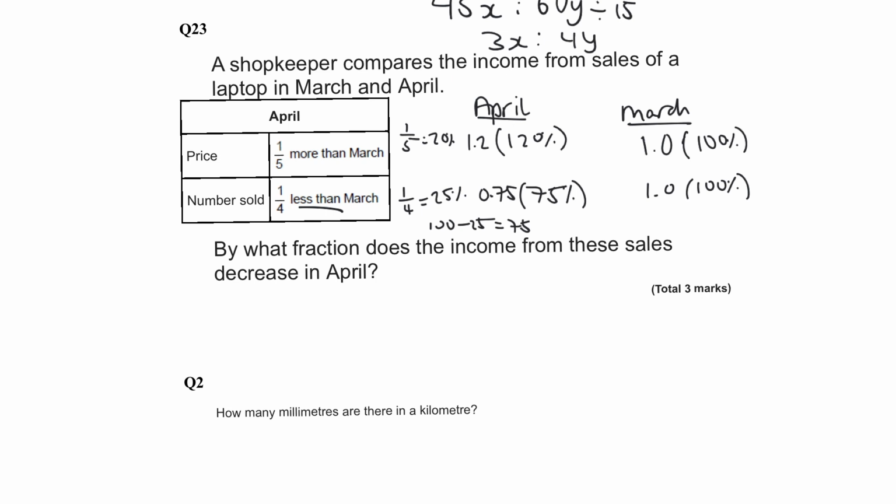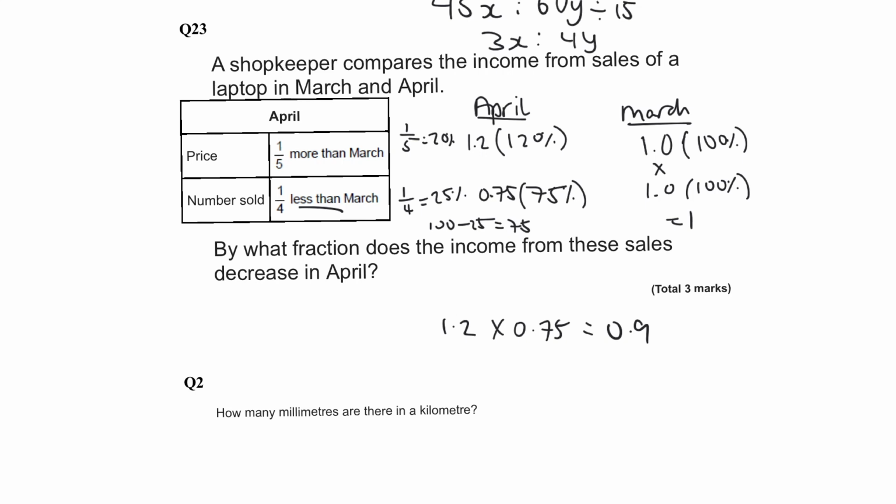Now to compare the income, your income is always your price times the number you've sold. So March, 1 times 1 is just 1. But if you do 1.2 times 0.75 for April, you would end up with 0.9. So in total, our income for April is 0.9, but March it's 1. Now we compare them as a fraction to show the decrease of sales.